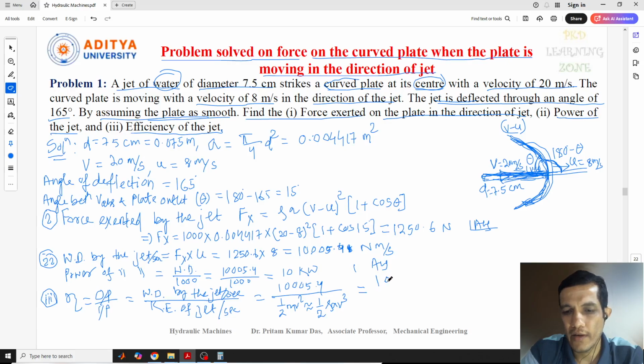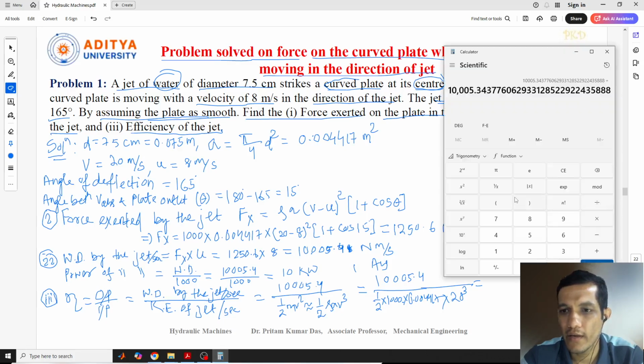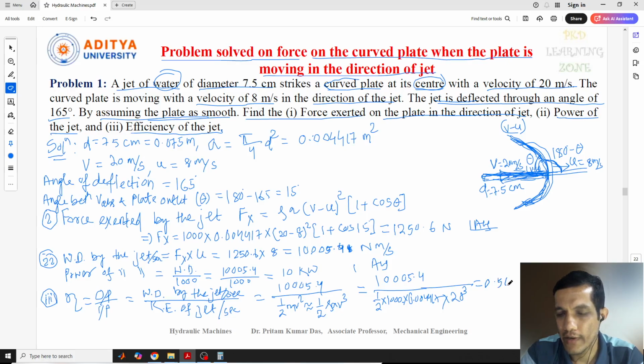So just write this value: 10,005.4 divided by 1 by 2 into rho, which is 1000, into A, 0.004417, into the velocity v, which is 20 cubed. Dividing by the bracket 0.5 multiplied by 1000 multiplied by 0.004417 into 20, 20 and 20, we get 0.566. This is our efficiency: 56.6%.